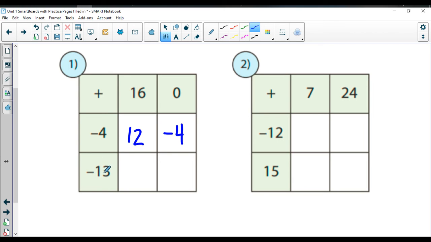You have 16 and a negative 13 is going to give you a positive 3. 0 and a negative 13 is going to give you a negative 13. Over here on question number 2, 7 and a negative 12 is going to give you negative 5. 24 and a negative 12 is going to give you a positive 12. 7 and 15 will give you 22. And 24 and 15 is going to give you a positive 39.